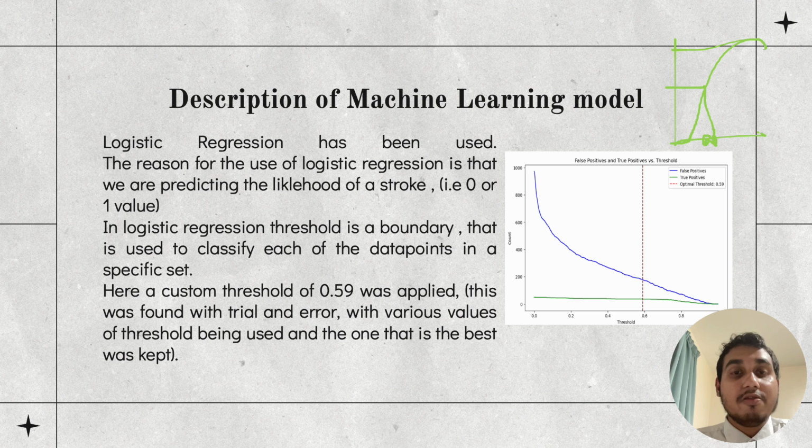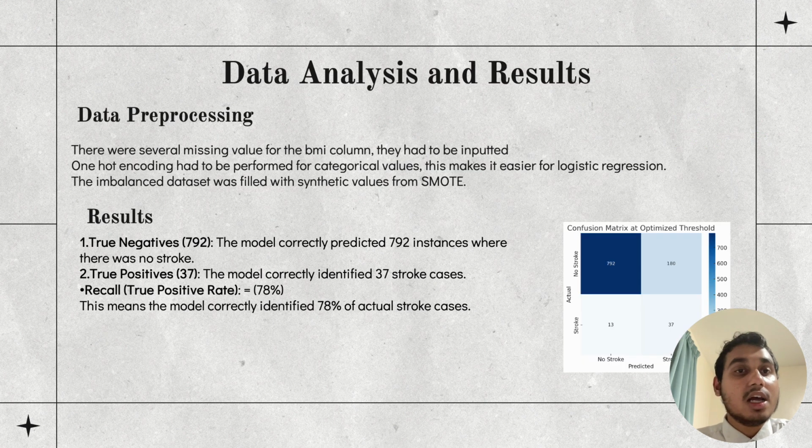Now, we will move on to the data analysis. One of the things about the dataset was there were several missing values for the BMI column. That is an integral column for my data analysis. So the approach that I've taken is I have replaced the missing values with the median value.